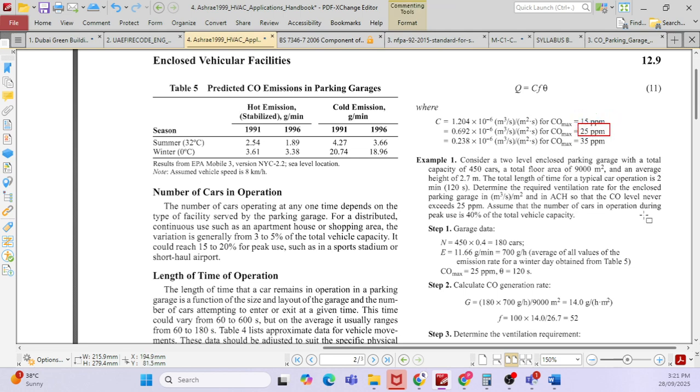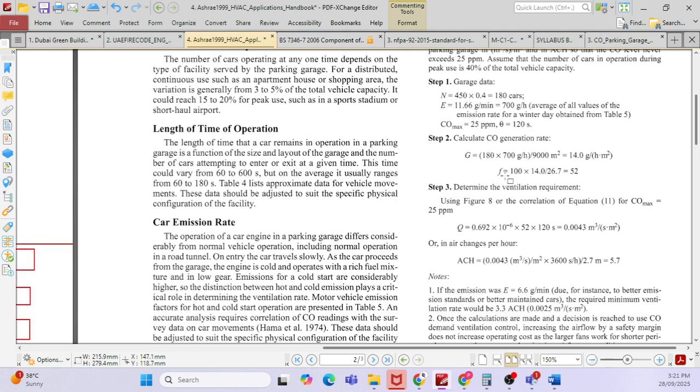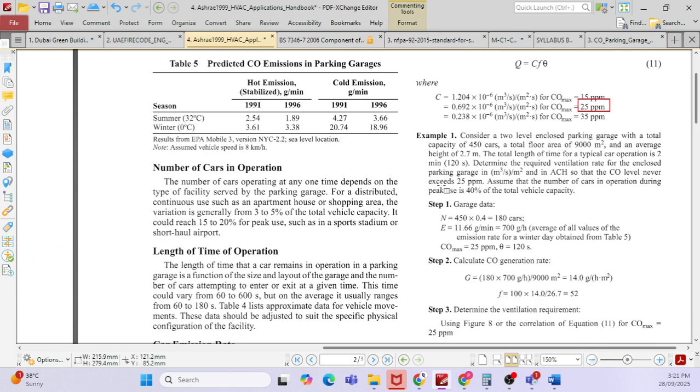Assume that the number of cars in operation during peak hours is 40% of the total vehicle capacity. So here maybe it is a shopping complex or some different application. So you are considering 40% of the vehicle capacity. Now you know the garage data. You are going to calculate G, you are going to calculate the percentage, you are going to calculate Q, and you are going to calculate the ACH. I will not go into it here because you will go and practice it.